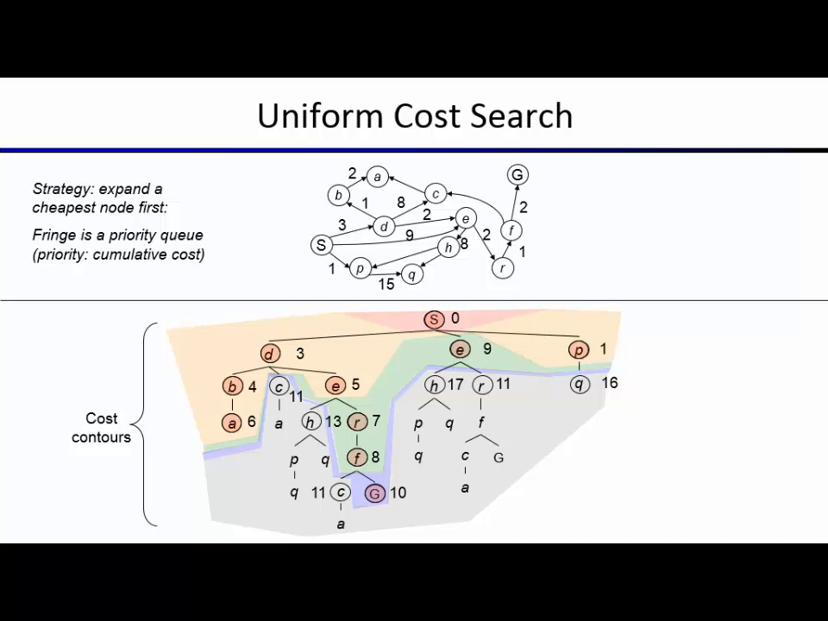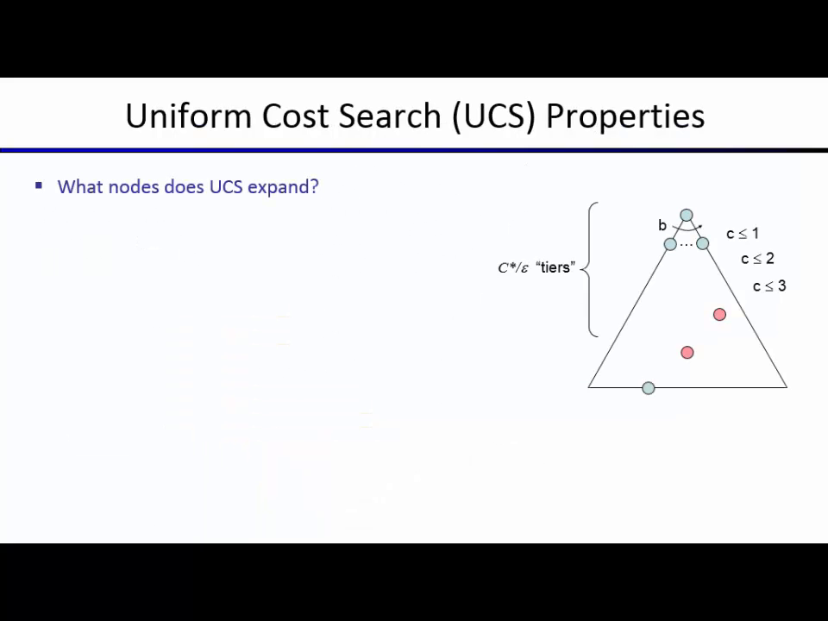Okay, so it tiers a bit like breadth first search, but the contours are different. They're by cost, not by vertical level. What are the properties of uniform cost search? Let's take a look. What nodes does it expand? Well, it expands all the nodes that can be reached with a cost less than the cost to reach the optimal goal node, right? And so we'll call C star the cost to reach the optimal goal.